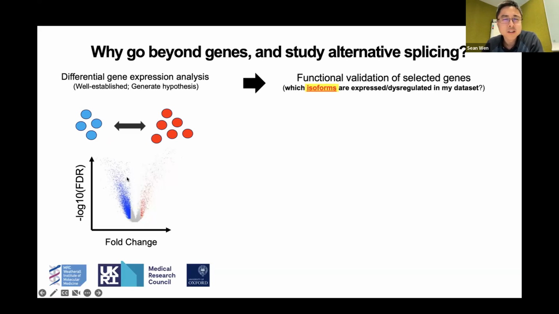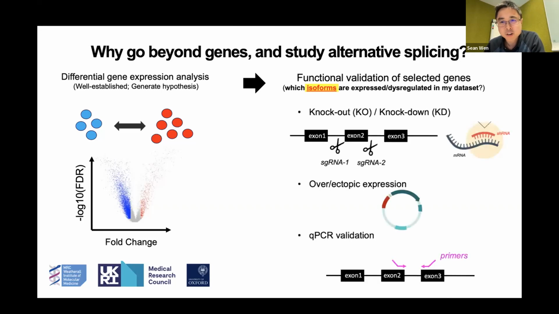But after having your set of candidate genes, certainly you want to perform some kind of functional validation on these few selected genes. When the time comes to investigate this set of genes in more detail, I'm sure you would have at some point asked yourself which isoforms of these genes are actually expressed in your data set. And this is very relevant. For example, if you want to knock out or knock down a given gene, you will certainly have to design your single guide RNA for CRISPR or shRNA against exons that are actually expressed.